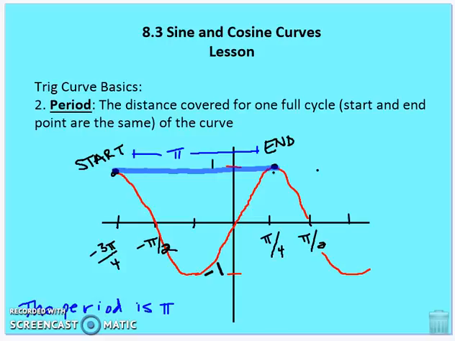Right, so the period is the distance covered for one full cycle from start to end. I like to cover from peak to peak. Some people like to do it trough to trough. It depends on the graph that you're looking at. In this case, it's very easy to see that one full cycle from start to end is going to be equal to pi. So pi is the period. Pi is the distance on the x-axis covered for one full cycle, start to end.